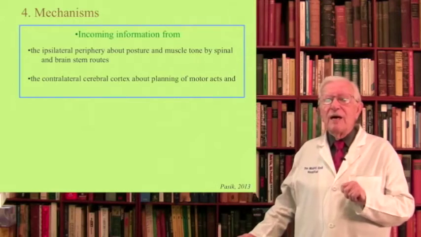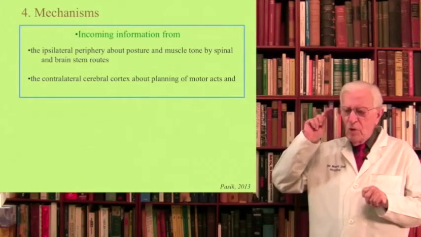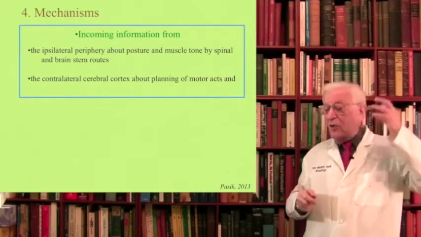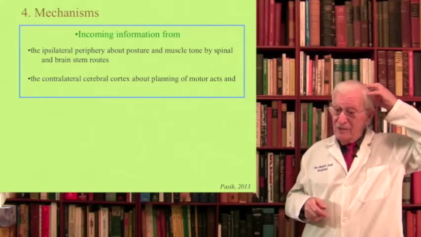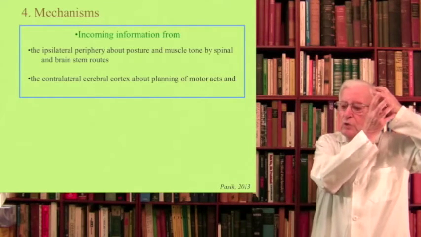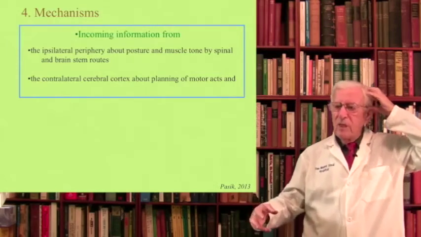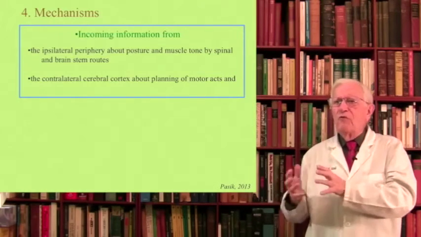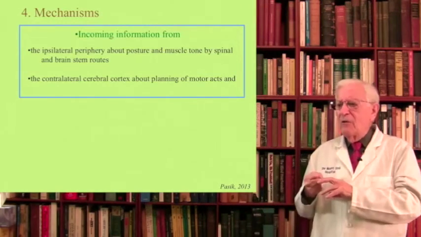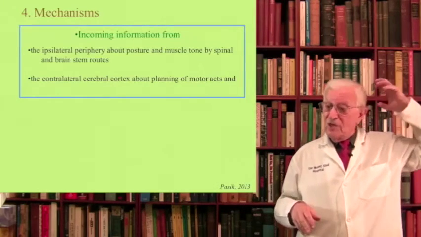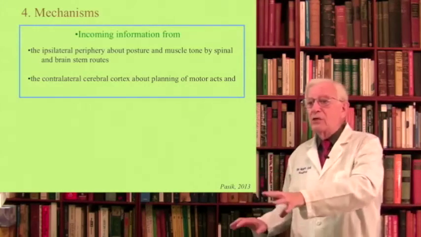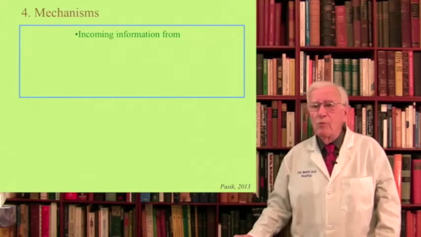But in addition to that, the cerebellum has to know what the cerebral cortex of the opposite side, remember now, is going to program for the movement. So the cerebellum needs these two pieces of information, one from the periphery, how the muscles are, the other from the central nervous system, what program is going to be used to make the particular movement.